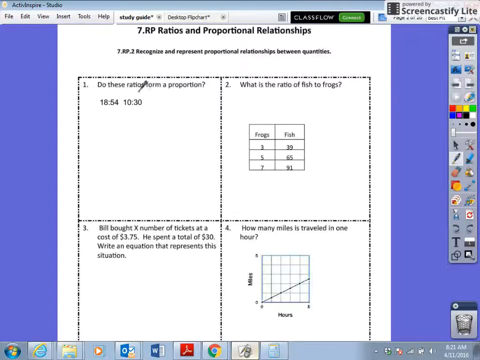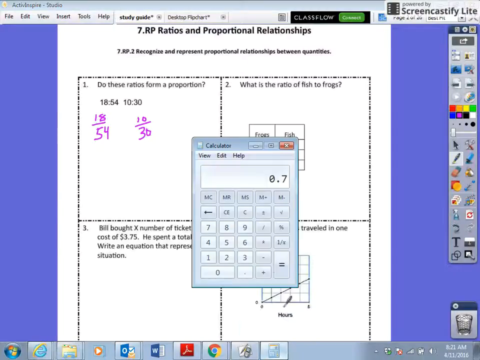This is not wrong. However, the way you were used to practicing looks like this. Okay. So basically, do these ratios form a proportion? Are these equivalent? Are these equal? Could I get these to equal the same thing? So all you have to do is find out if your unit rate is the same. Okay. And how did we do unit rate? 18 divided by 54, 10 divided by 30. So same thing. So let's do that.